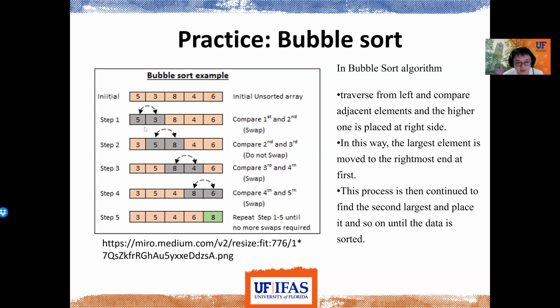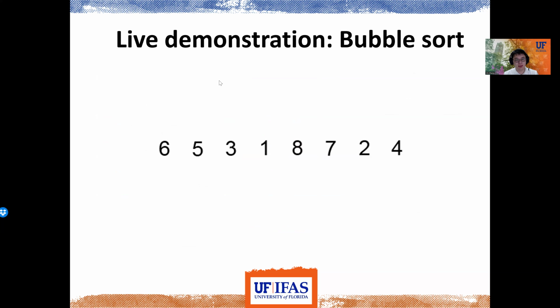That means you finish the first step of bubble sort. Step 2 is a similar thing, but moving to the next position. It takes the second number and the third number and compares them. If the second one is smaller than the third one, it will keep the same order. That step repeats until no more swaps are required. Maybe it's not straightforward, so we'll give you a live demonstration of bubble sort.